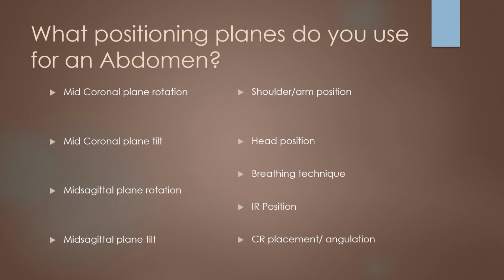So a lot of this is going to have a little bit of overlap with chest, so we're going to fly right through this. Our midcoronal plane of the abdomen, we're going to have parallel to the IR. Our mid-sagittal plane then would be perpendicular. Our midcoronal plane, we don't want any tilting to the IR.